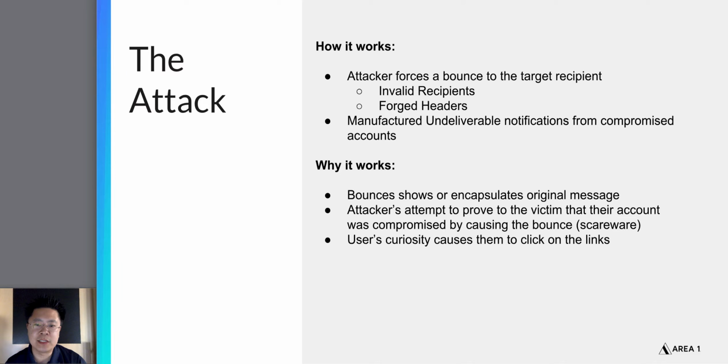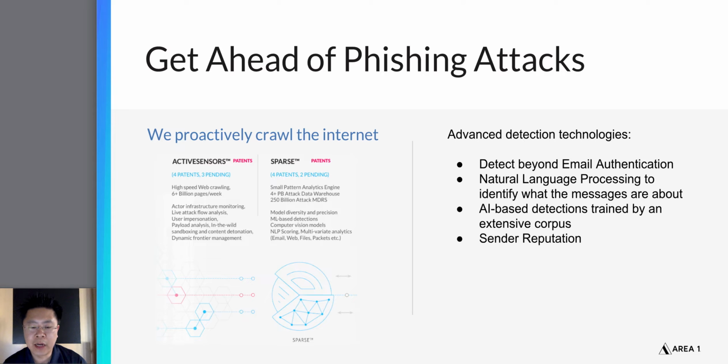So how do we get ahead of these campaigns? Well, here at Area 1, we have a fair amount of technology that helps us catch those phishing campaigns. From a technology perspective, we have our active sensor network that constantly crawls the internet, uses our active sensors to identify phishing campaigns and compromised infrastructure, such that we can protect our customers. And when emails come through our service, we do a fair amount of advanced detection on the messages themselves. We'll follow links. We have natural language processing algorithms that allow us to determine what kind of messages they are and how trustworthy they can be.